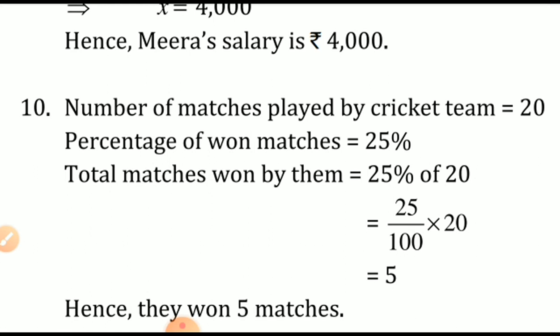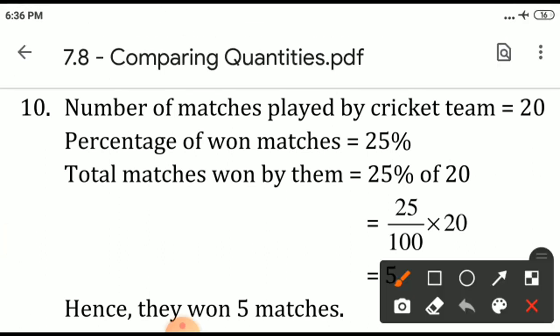20 मैच खेले हैं बेटा, उसमें से परसेंटेज ऑफ वन मैचेस आर 25%. तो कितने में से 25 मिला बेटा? 100 में से नहीं, 20 मैच में से 25% मिला है. तो we can write 25% of 20, that means 25 upon 100 multiplied by 20 will give you 5. How did it come? I will show you.